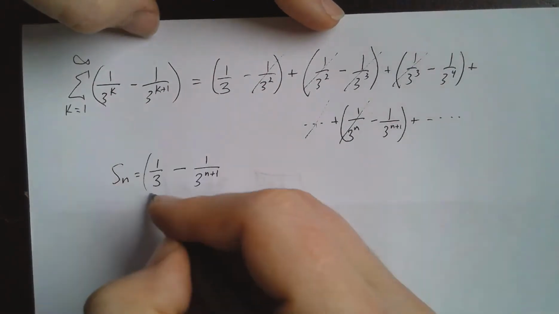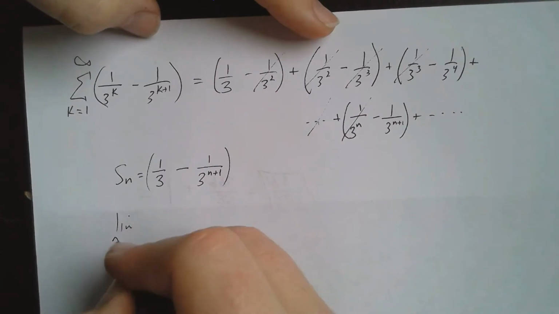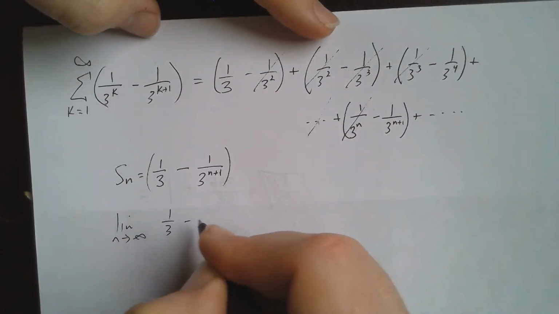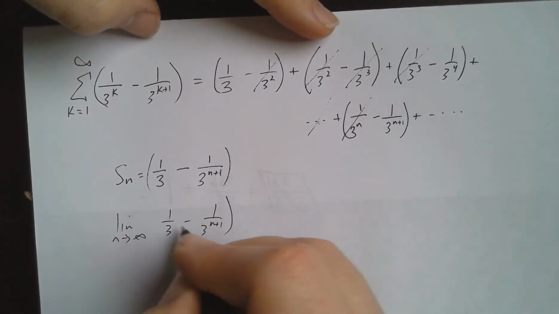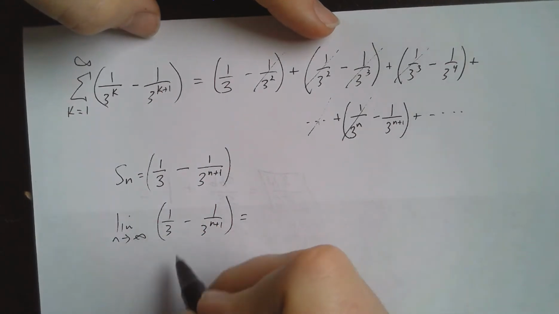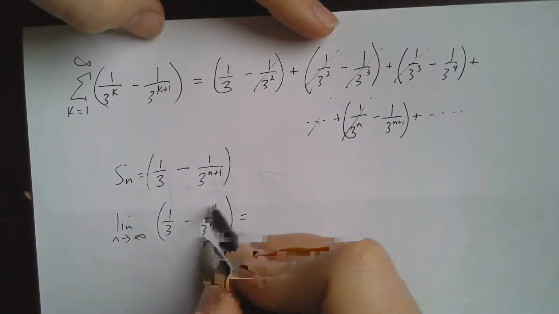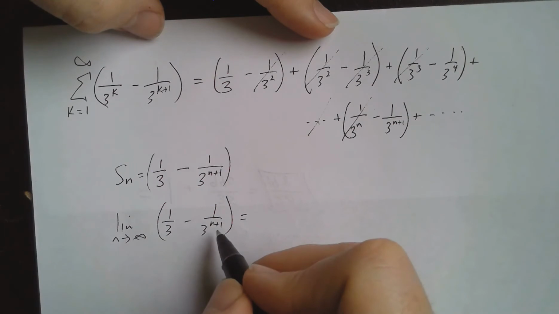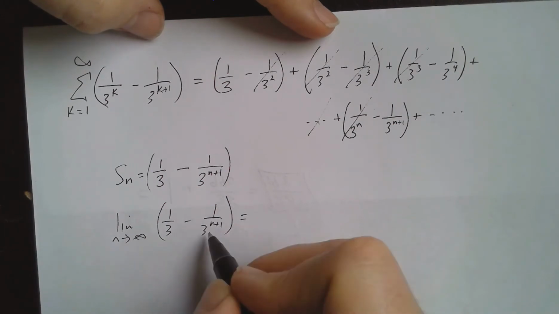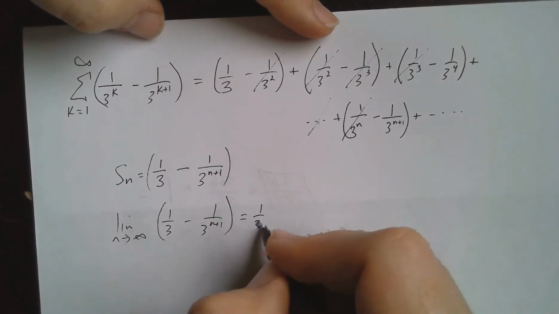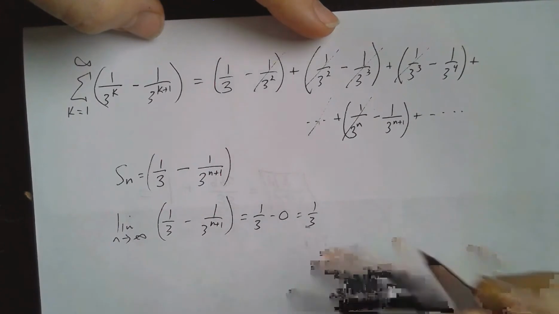But if I'm going to try to take the limit as n goes to infinity of this, the limit as n goes to infinity of 1 over 3 minus 1 over 3 to the n plus 1, well, that's going to be 1/3, that's not going to change, minus, this thing is going to go to, well, 0, because it's 1 over something getting very, very large. So this is going to be 1 over 3 minus 0, which is really just 1/3.